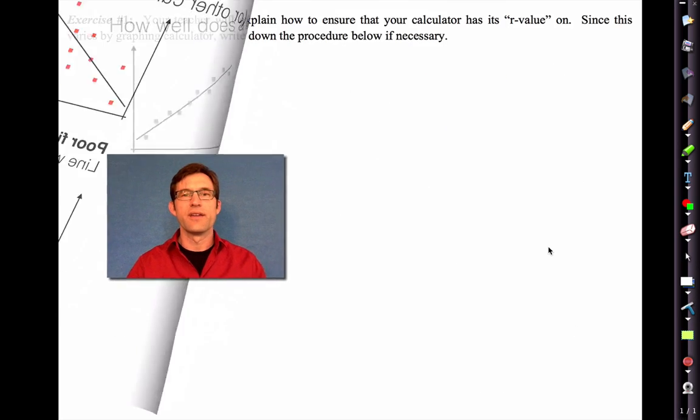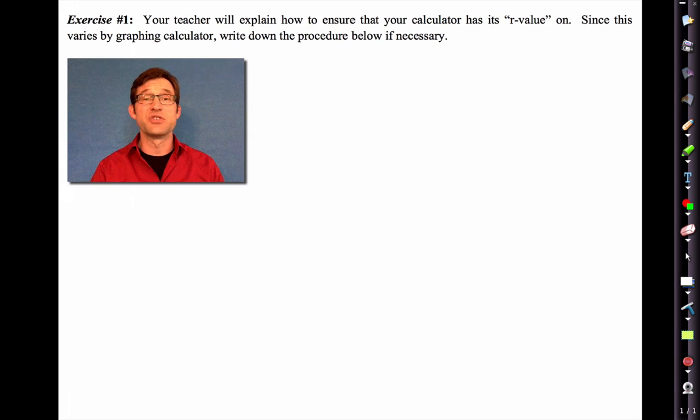And we're going to jump right into exercise 1. Exercise 1 is actually just a mechanical procedure with the calculators. Now there's lots of calculators out there. There's Texas Instruments, there's Casio, there's Hewlett-Packard, there's calculator apps that you can get for your smartphone. All of them have what's called a correlation coefficient on them. It's also known as an R value. In fact, you'll hear me refer to them as R values.